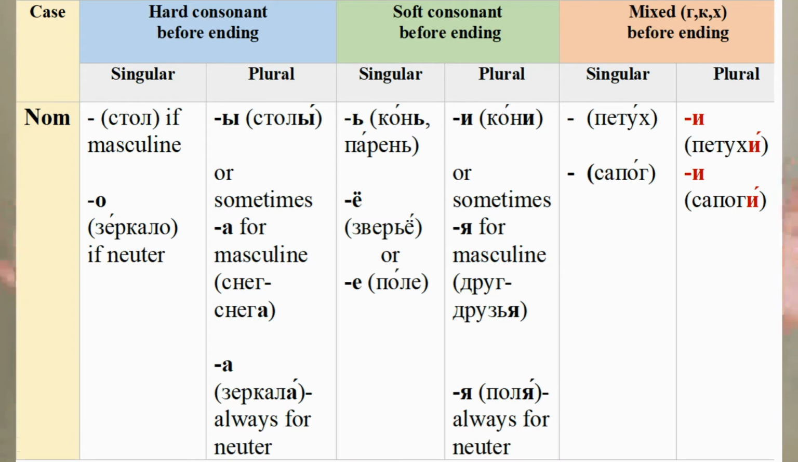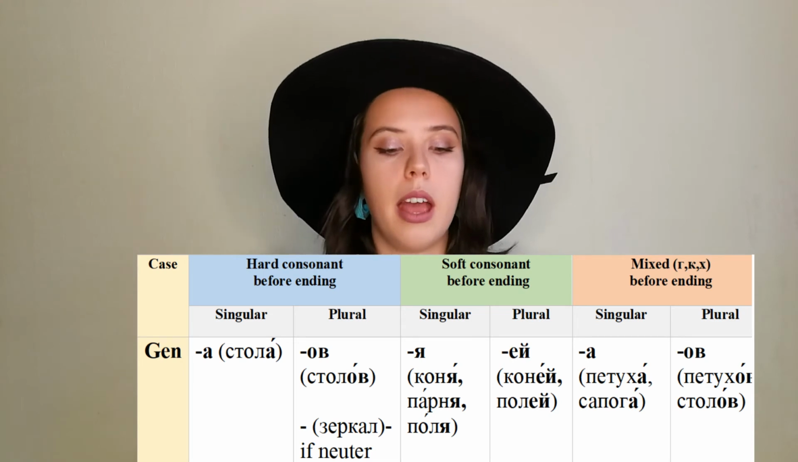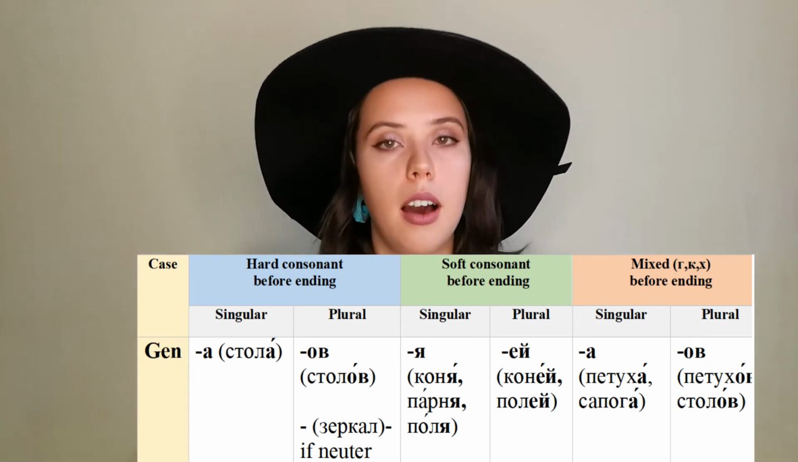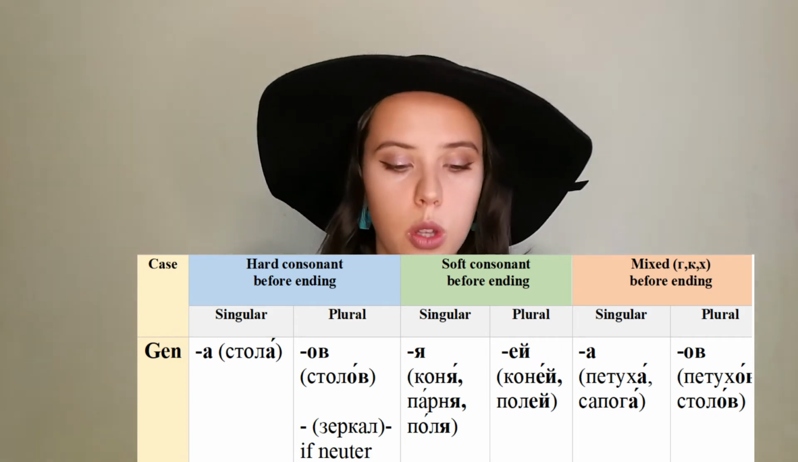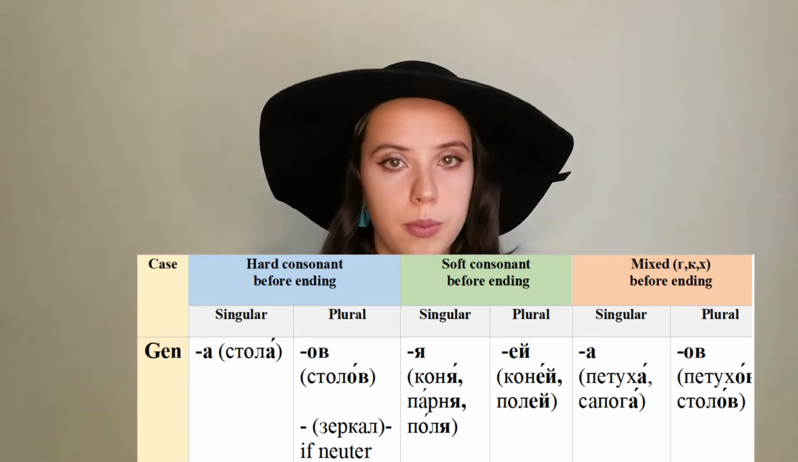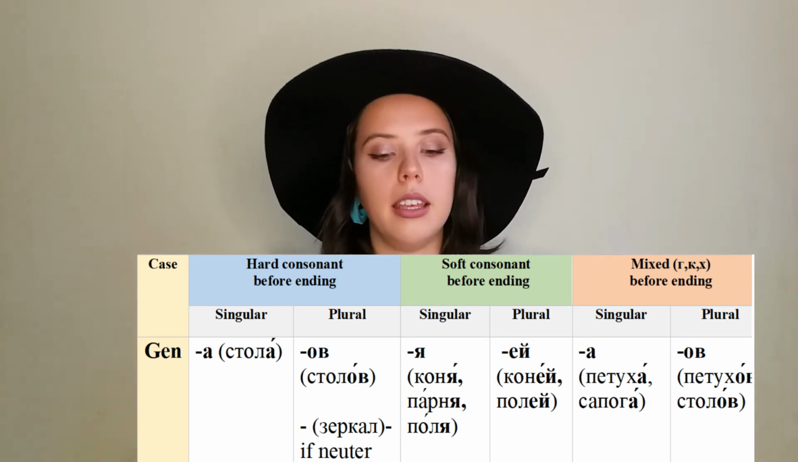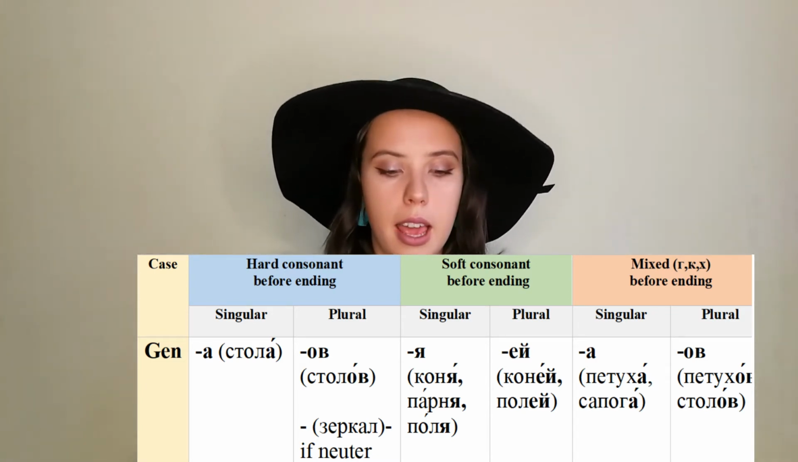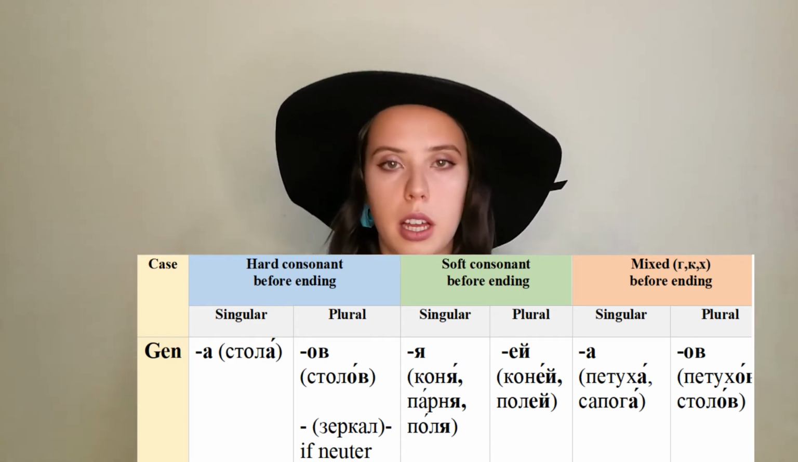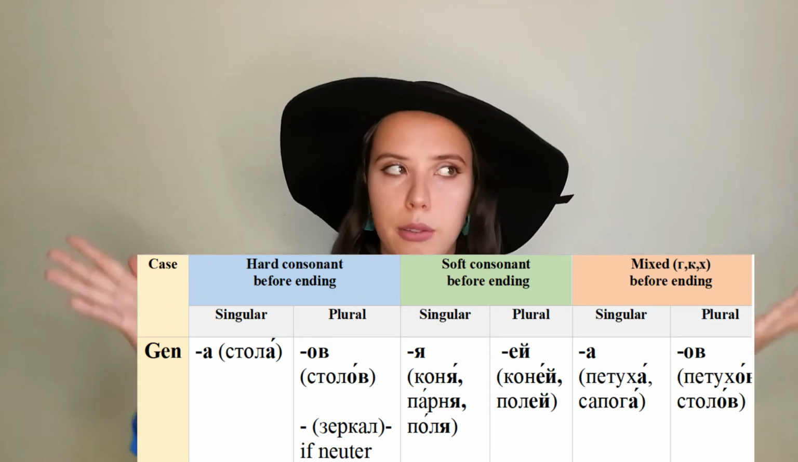It can't be г, к, х ending, all right? So, let's go to the genitive. For the genitive form, it will be ending of for the hard consonant before ending. But here we get something specific. For the soft version, it won't be ев or ёв, but it will be ей, к, ней, полей. So please pay attention to this, that it won't be the same like it should be for the hard version, but only with another consonant. Here we get something specific for some reason.